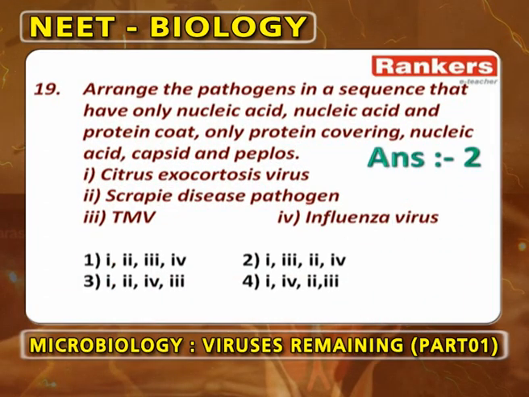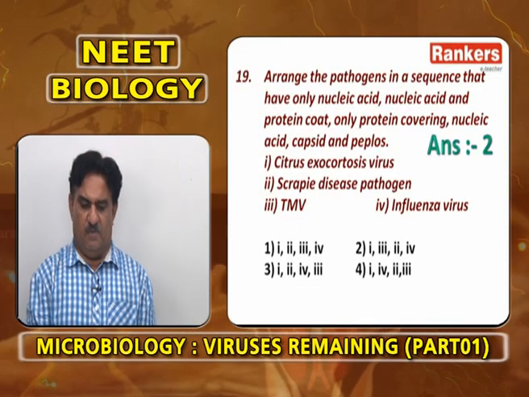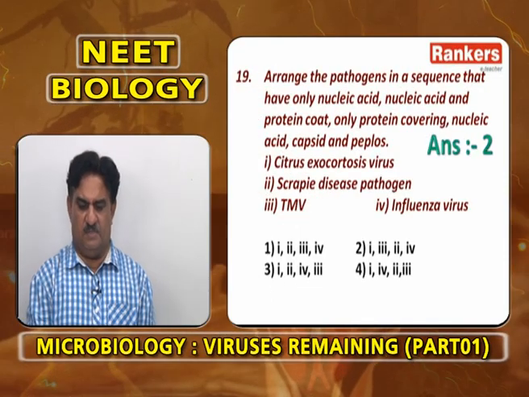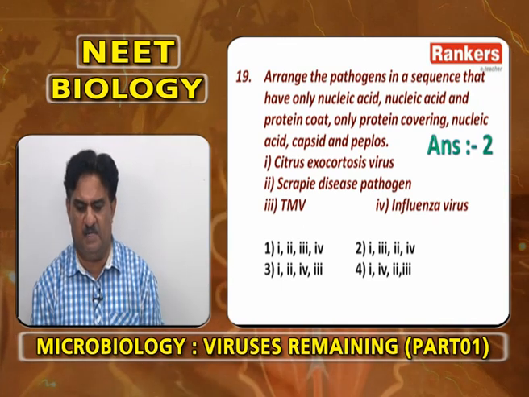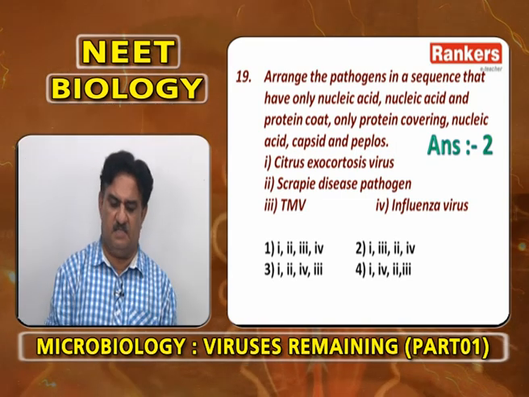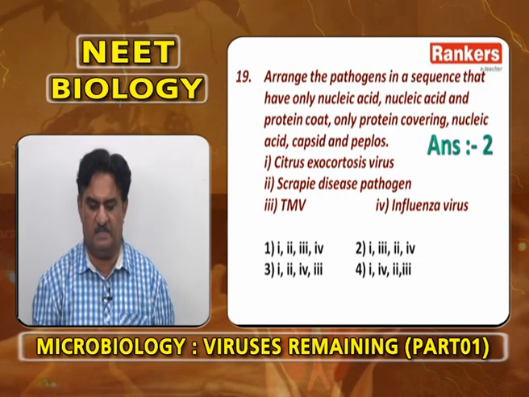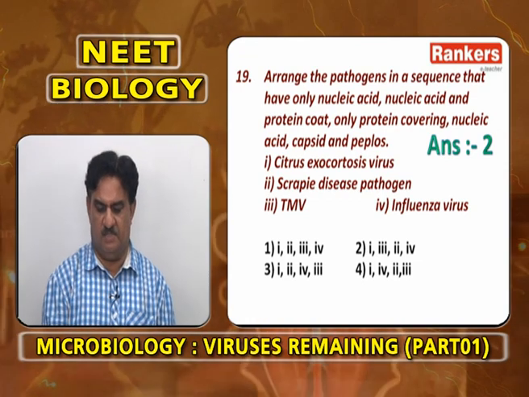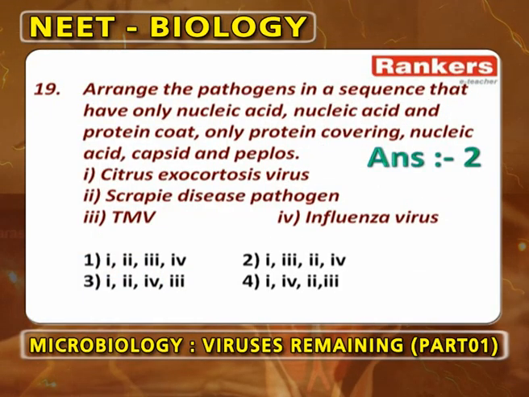Arrange the pathogens in a sequence that have only nucleic acid, nucleic acid and protein coat, only protein covering, nucleic acid, capsid and peplos. That which has only nucleic acid is citrus exocortis viroid. That which has nucleic acid and protein coat is tobacco mosaic virus. That which has only protein covering is scrapie disease in sheep, the prion, and nucleic acid, capsid and peplos is influenza. So, 1, 3, 2, 4 is the answer for this.